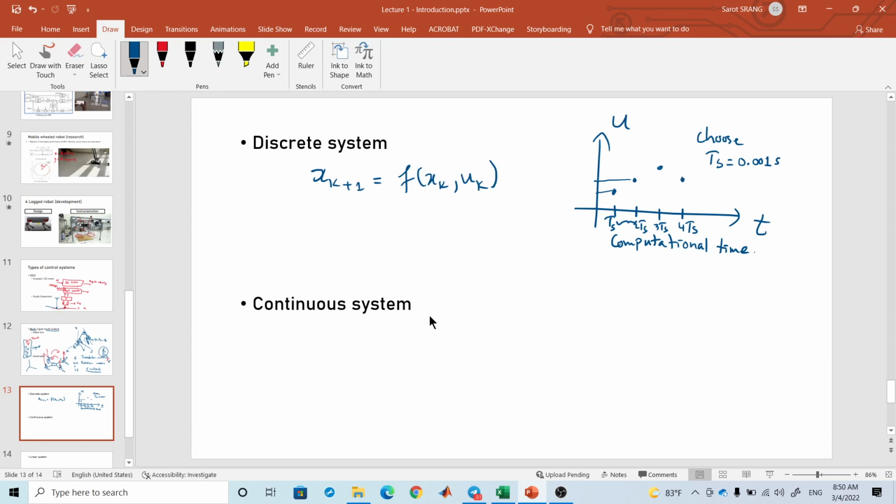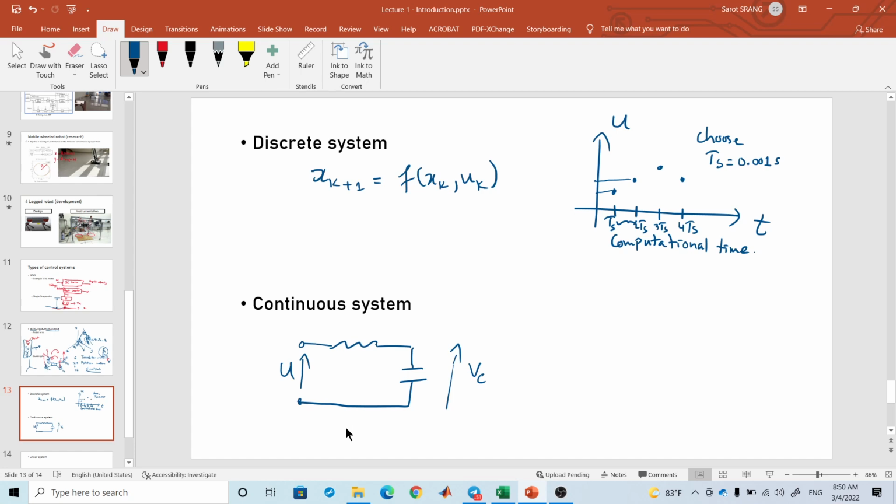And continuous systems, you have them from physics. You derive the equation from physics. You have a circuit, for example, like an RC circuit, the most simple one. So the input is U, and the output is the voltage VC. You derive the equation. It has the form of a differential equation.